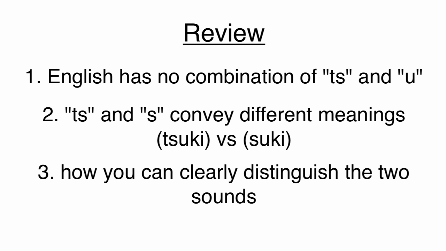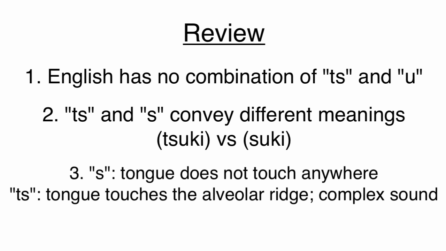Third, how can you clearly distinguish those two sounds? For S, the tongue does not touch anywhere, while for TS, the tongue touches the alveolar ridge, like you would pronounce T. TS is a complex sound, since you start with T and then release the air as you would pronounce S.